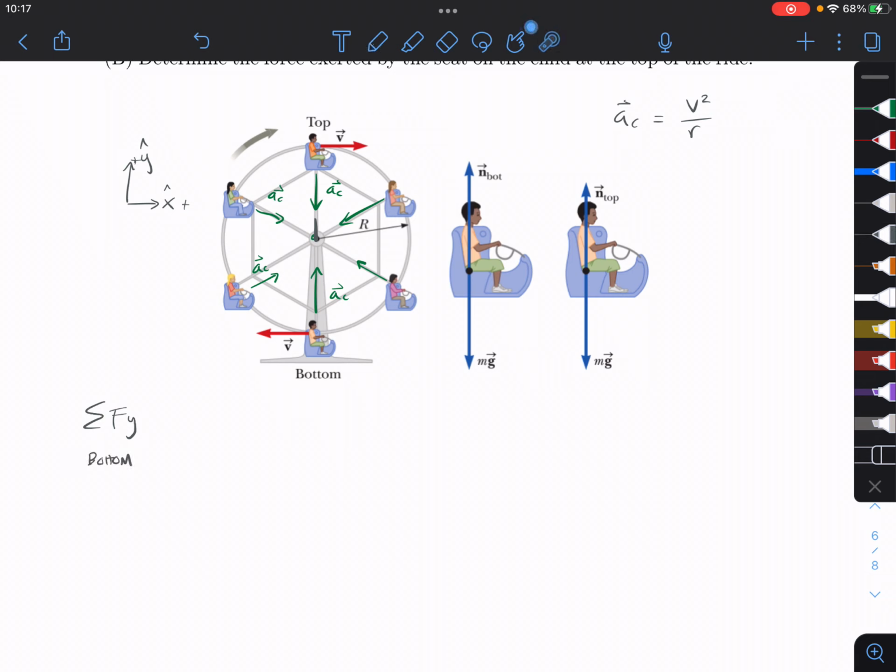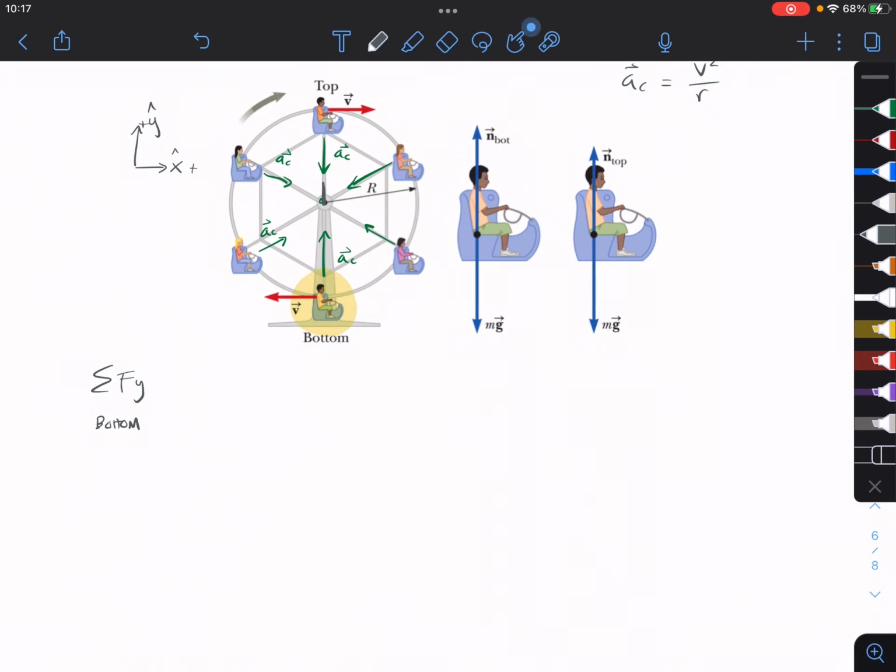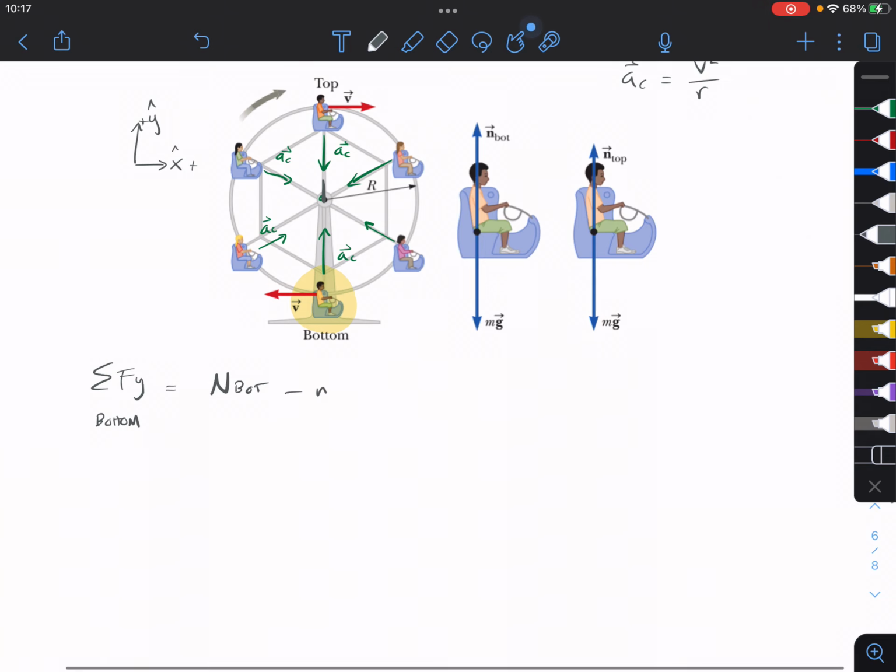Okay, so what's going on for our bottom person here? We're going to start just by looking at him. At the bottom, for our sum of forces in the y, we have N bottom, it's positive because it's pointing up, minus mg because it's pointing down, and we're going to have that equal to a positive m a_c, which is going to be equal to mv squared over r, okay?